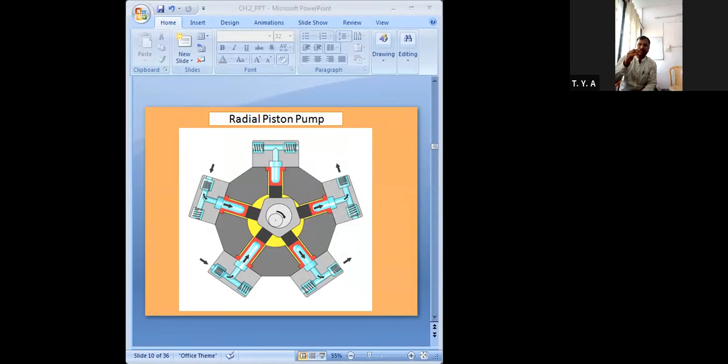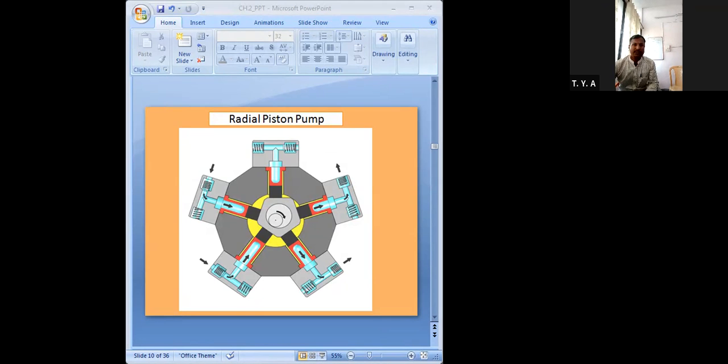As the cylinder block rotates, the eccentricity of the cam causes the in and out motion, or you can call it the pumping motion, of the pistons. That means the pumping motion of this piston, in and out. And this is actually called the working principle of our radial piston pump.